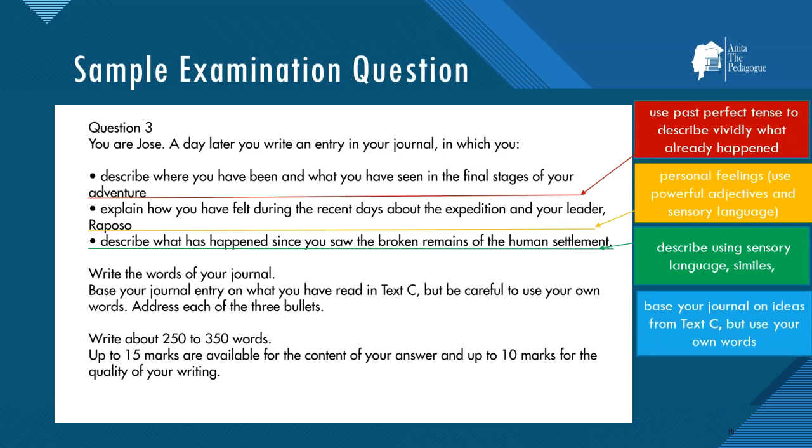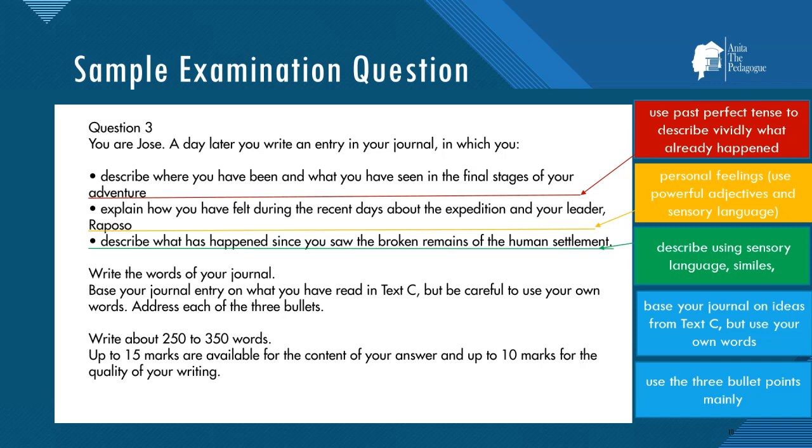In addition, base your journal on ideas from text C, because remember this is question 3, which is extended response to reading. So make sure you base your ideas from text C, but do not use the words from the text. Use your own words as much as possible. Use the 3 bullet points mainly. Try and address the first bullet point, the second bullet point, and then the third bullet point. These can be developed in paragraphs. So that is a sample examination question.